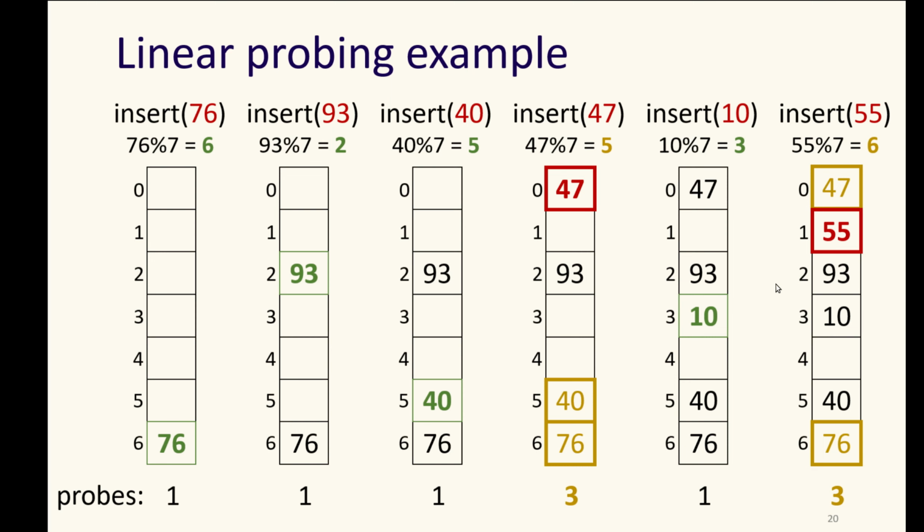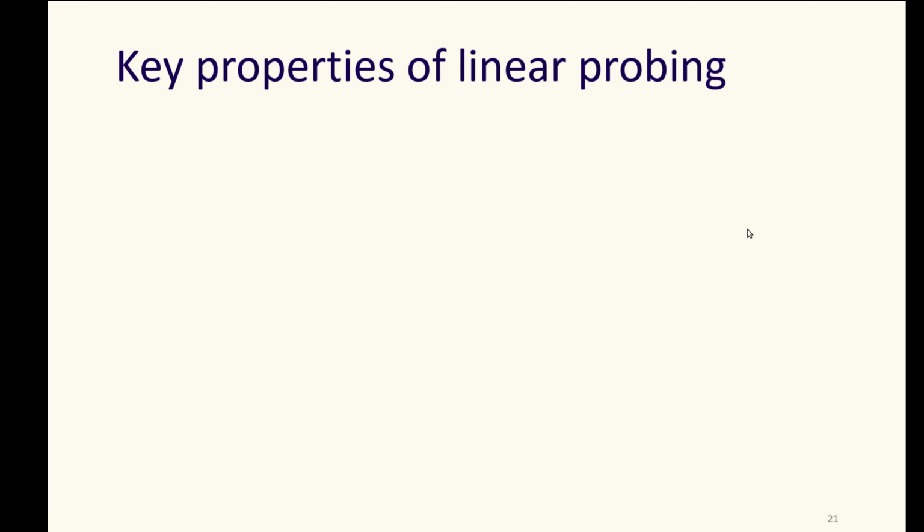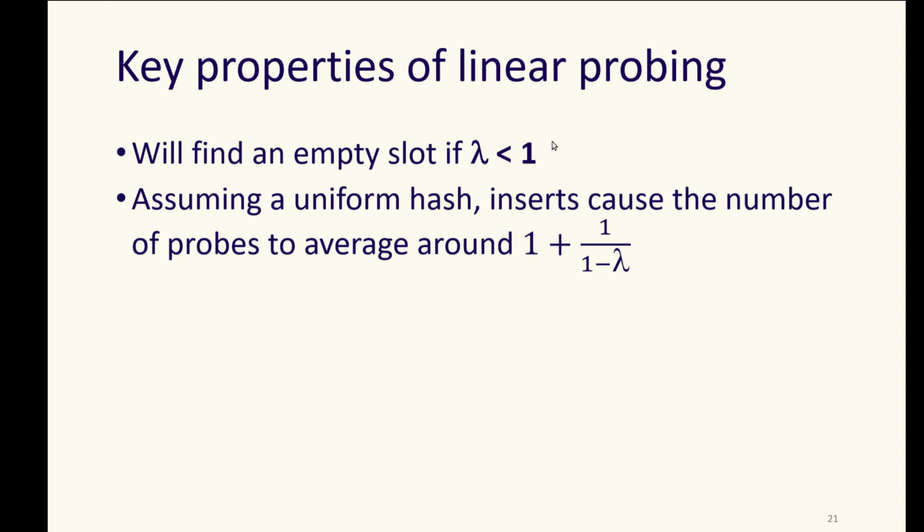And what's stored at a particular location may not be something that actually hashes to that value. So some of the key properties of linear probing is that we will find an empty slot if our load factor is less than 1. If we're not at 100% full, we're going to find an empty slot. If we assume a uniform hash function, then inserts cause the number of probes to average around 1 plus 1 over 1 minus our load factor. So they're not too bad. We'll do a few probes for finding empty spaces as long as our table is not very, very full.